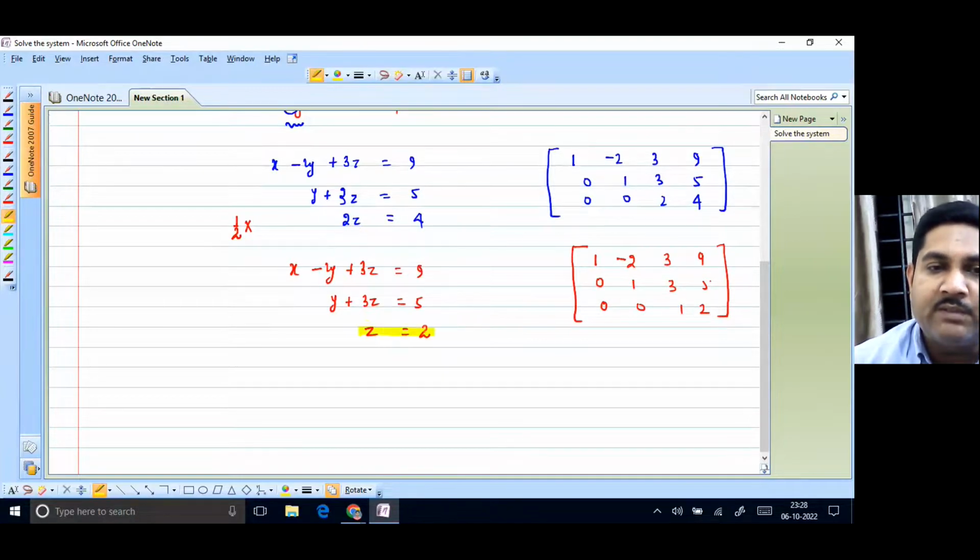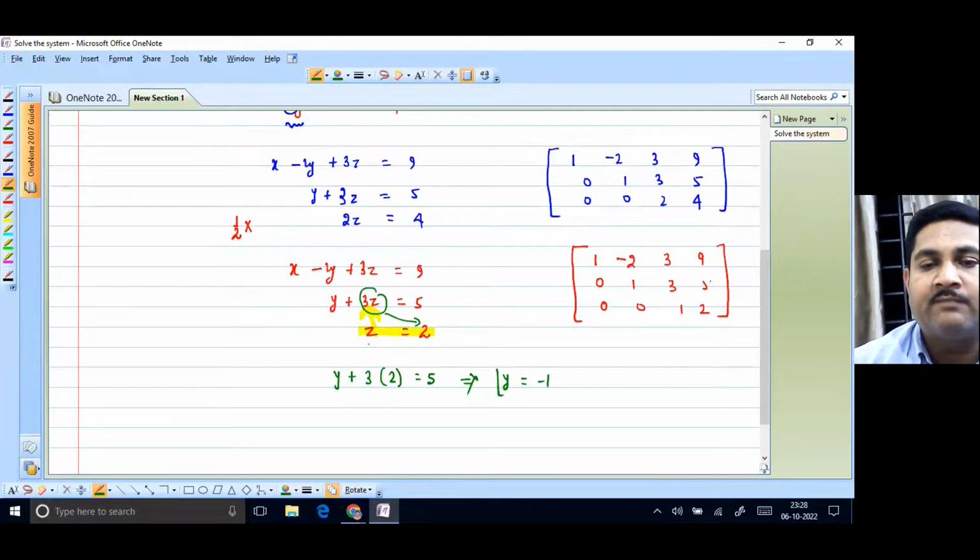So I will use this value to obtain y. For that, I will substitute the value of z in the second equation. When I substitute the value of z in the second equation, I get y plus 3z, and the value of z can be obtained from here. So 3 into 2, and that is equal to 5. So it gives me y plus 6 equal to 5. So y equal to 5 minus 6, that is minus 1. So I got my value of y.